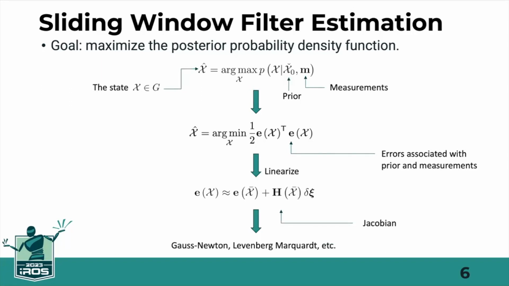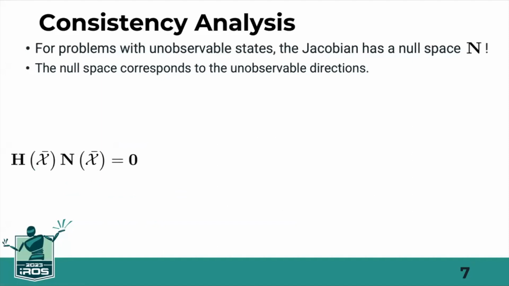Finally, to solve this in practice, we linearize the least squares formulation and then use Gauss-Newton or Levenberg-Marquardt to get the final answer. Now, for problems with unobservable states, the Jacobian of the linearized problem has a null space that corresponds to the unobservable directions. It is critical for the algorithm to maintain this null space in order to prevent information gain.